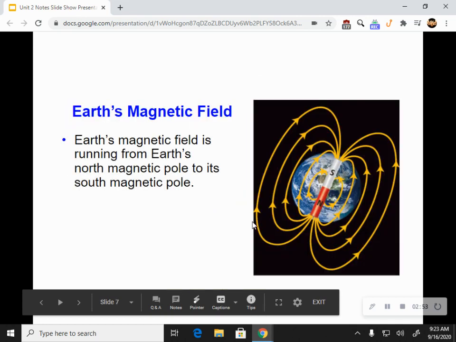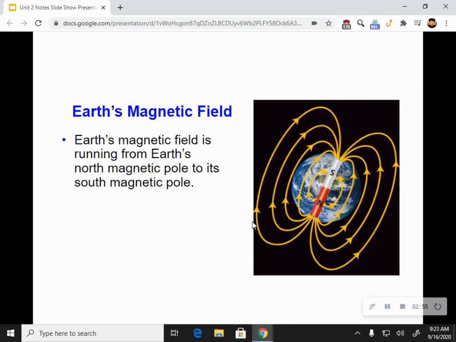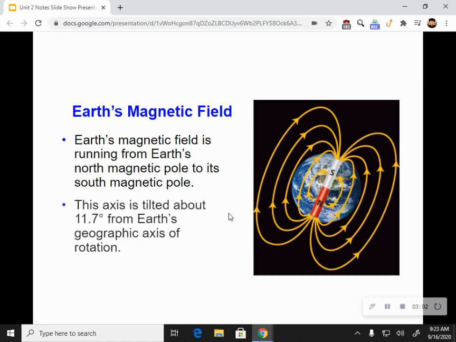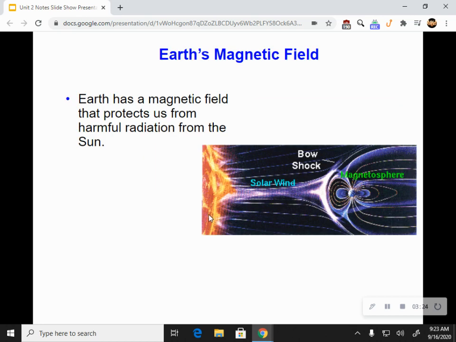So Earth's magnetic field, a different portion, we're not talking about gravity anymore, deals with the poles between our north and south pole. This is because of the convection, or the movement, in the Earth's core. It creates a magnetic field around the Earth. The axis is tilted 11.7 degrees from the geographic axis of rotation, meaning that we are at an angle. This is what gives us different seasons.